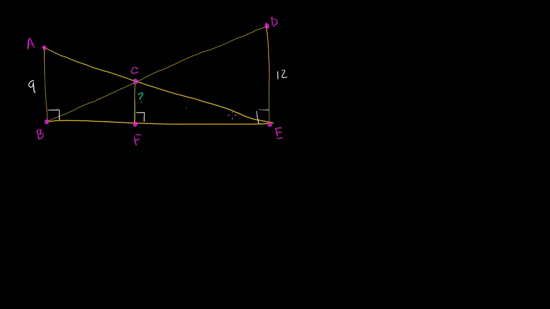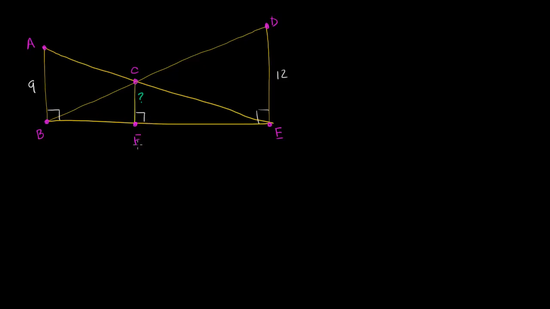So given this diagram, we need to figure out what the length of CF right over here is. And you might already guess that this will have to do something with similar triangles, because at least it looks like triangle CFE is similar to ABE. And the intuition there is it's kind of embedded inside of it. We're going to prove that to ourselves.